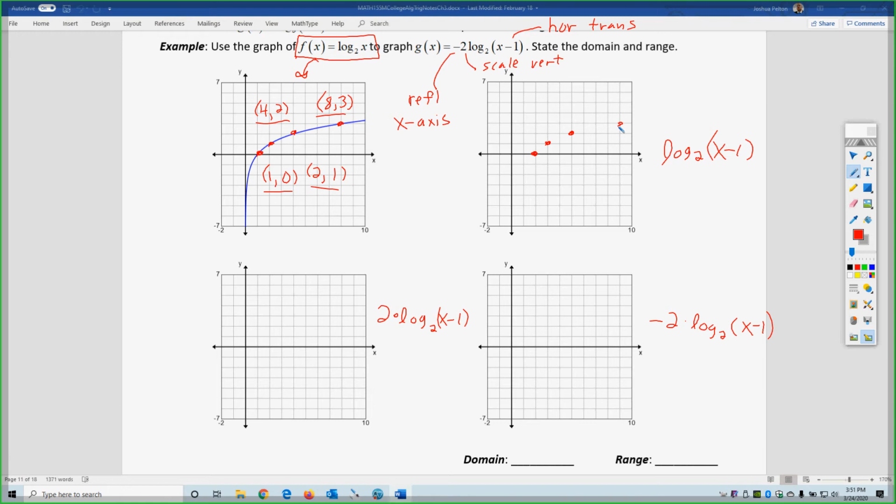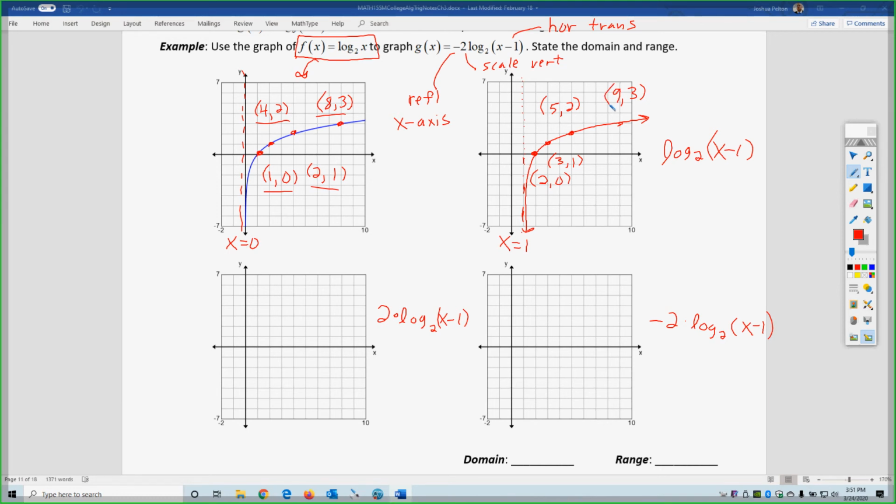Okay, so our original asymptote was x equals 0. Since I moved 1 to the right, this is also going to move to the right for the asymptote. So now it's x equals 1. So there is our new graph. And our new coordinates are (2, 0), (3, 1), (5, 2), and (9, 3), because only the x value changed because we translated to the right.